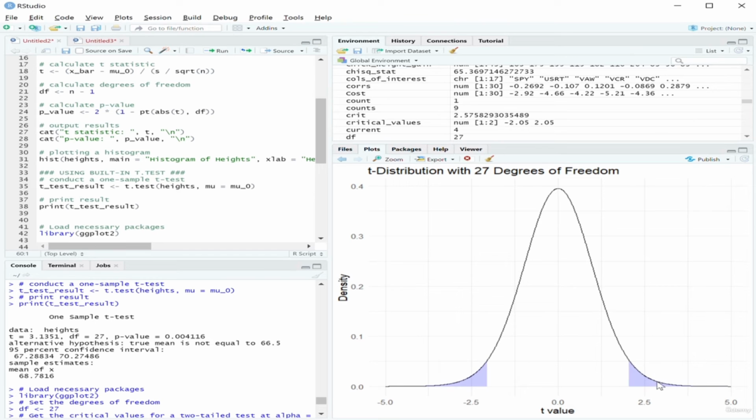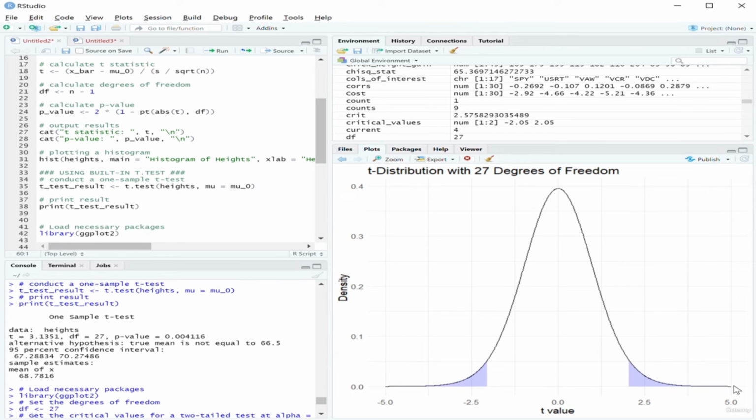I didn't do that in the plot. But the area under the curve to the right of that is the probability of us getting a t-statistic of this size or greater. That area under the curve is the p-value, and we would use it if we only wanted to do a one-tailed hypothesis test where we only cared if the mean was greater than the hypothesized mean.